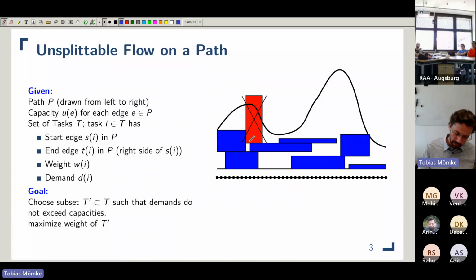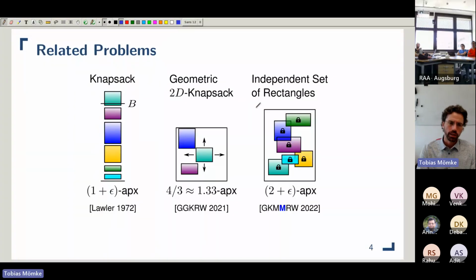Now, this red task cannot be scheduled anymore because this would really exceed the capacity. And unsplittable flow is related to several problems that we all know and love, like the knapsack problem. So, knapsack problem, recall we have a certain capacity B, and then we have these items, which we can also see as tasks. Each item has a demand, and we can have a weighted version where each item has a weight.